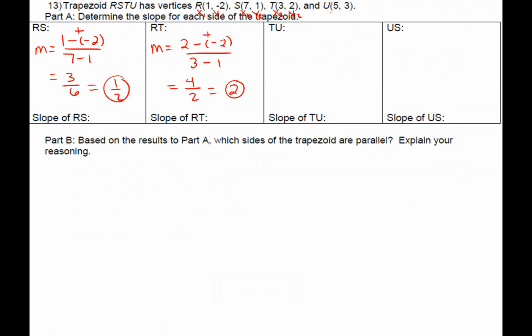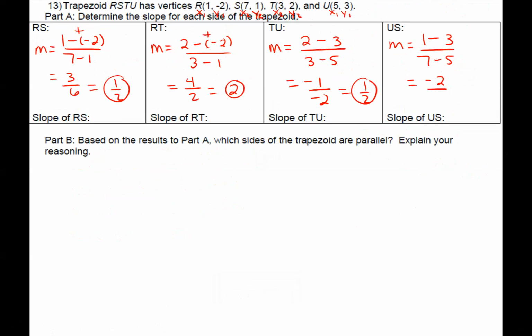On to TU. I'm going to make the U the x1, y1, because T's already the 2's. Here we go. m equals 2 minus 3 all over 3 minus 5. Simplify across, I get negative 1 over negative 2. Negative divided by negative is positive 1/2. On to the last one, U and S. Those are already labeled, and they're already different labels, so we jump right in. 1 minus 3 over 7 minus 5. I get negative 2 over 2, which reduces to negative 1.